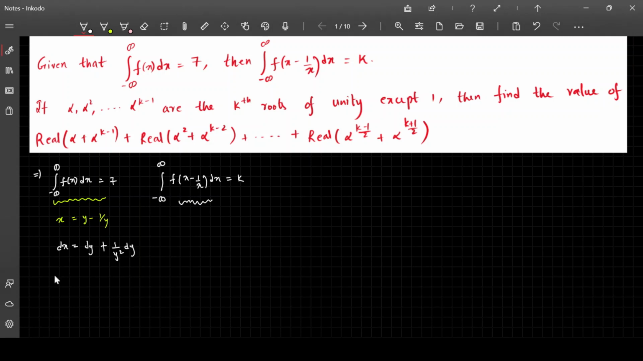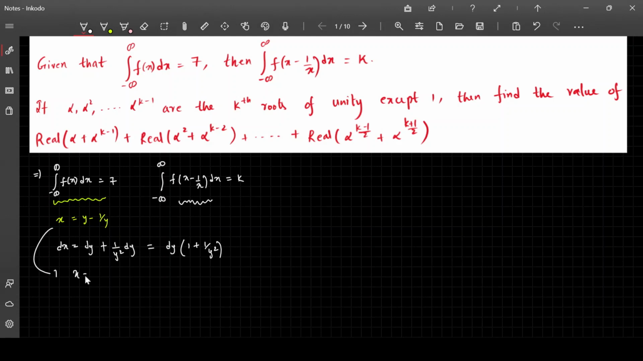This is plus 1 by y square dy, so we must be very careful in this type of thing. So this is actually dy into 1 plus 1 by y square. Fine, this is the value. So we can actually substitute this now in this equation. And also we should look at the limits.